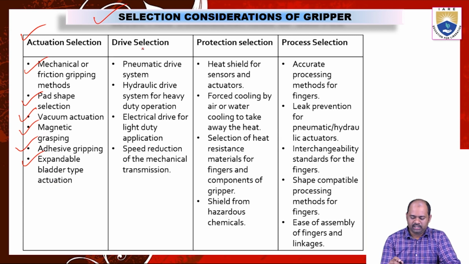And then drive selection. We have to select a different drive for each different application. So the first one is the pneumatic drive system. If I use a pneumatic drive system, it uses compressed air. Compressed air requires a separate system where we have to use an air compressor. It will take extra energy, and they are connected by pipes to the pneumatic gripper. While if I am using a hydraulic drive system for heavy duty operations, then a different drive selection should be done.